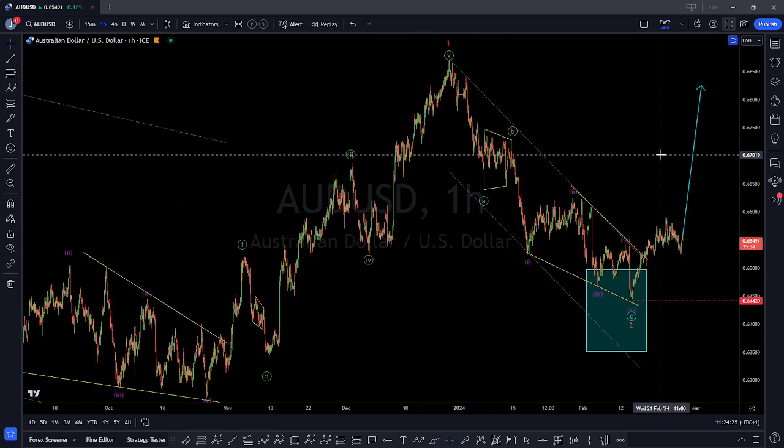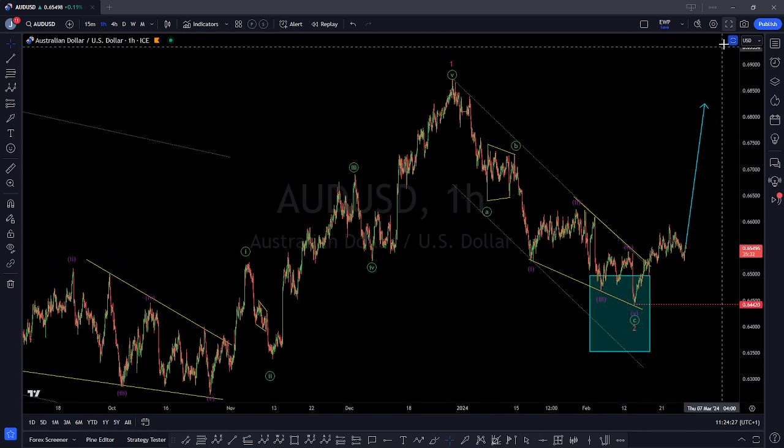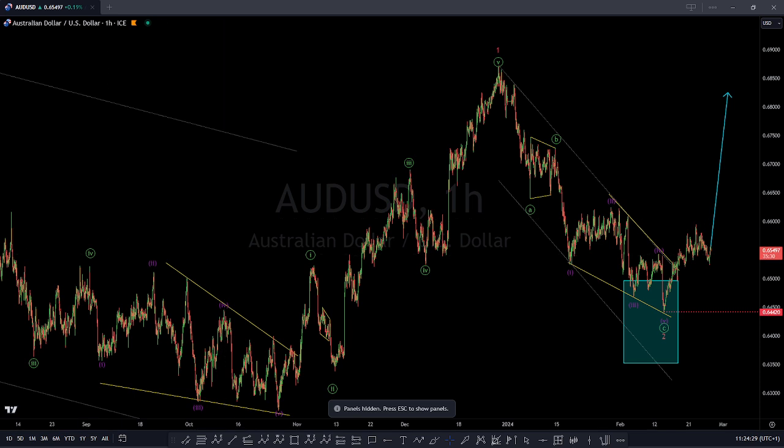Right, so just one more time here to show you our view going forward, that we're going to be expecting to see this move to the upside.